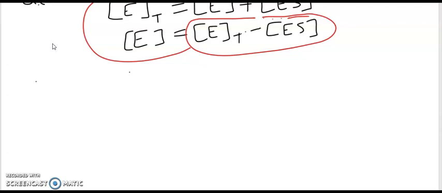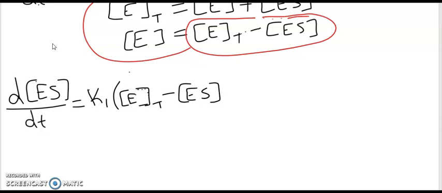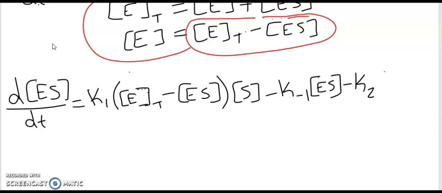And when we do that, we get dES over dt equals K1 times (E total minus ES), close parentheses, times S, minus K minus 1 times ES, minus K2 times ES, all equal to 0.